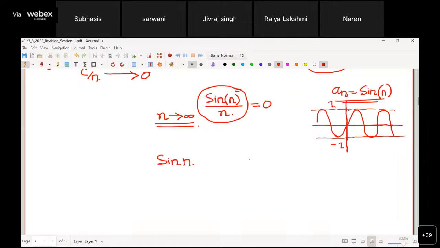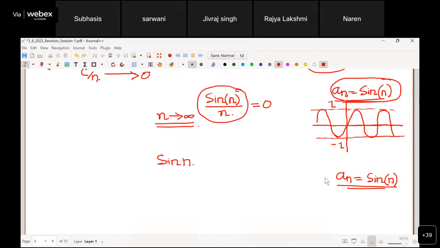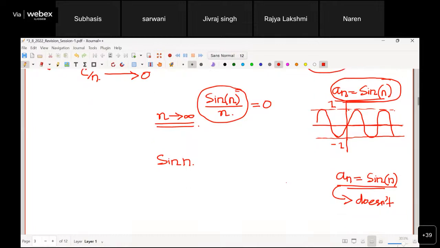If you take the sequence a_n equal to sine n, this is not a convergent sequence, because it oscillates. It's not going to some fixed value, so the limit of this sequence doesn't exist. But the limit of the sequence sine n by n exists, and we will show that it is precisely 0, because I have n in the denominator.